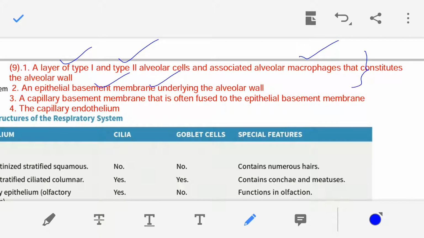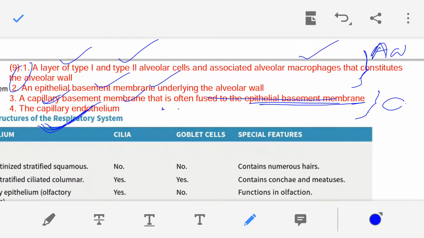So these are point number 1 and 2, the alveolar wall. Now point number 3 and 4. Here this is the capillary, and this is the alveolar wall. In the capillary, the basement membrane is often fused to the epithelial basement membrane. Now in the capillary there is a basement membrane, and in the capillary there is the capillary endothelium.